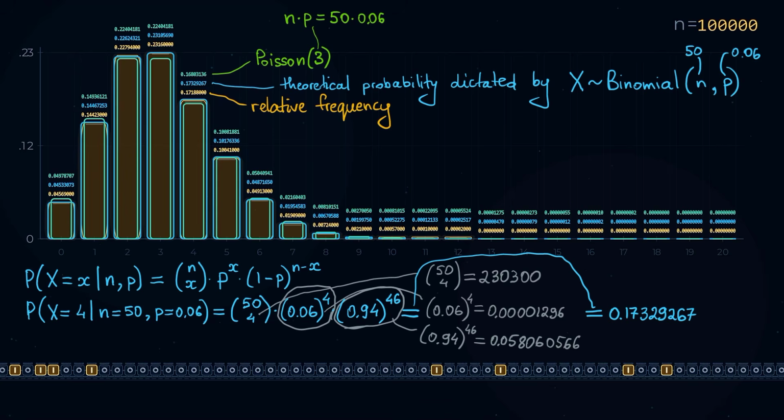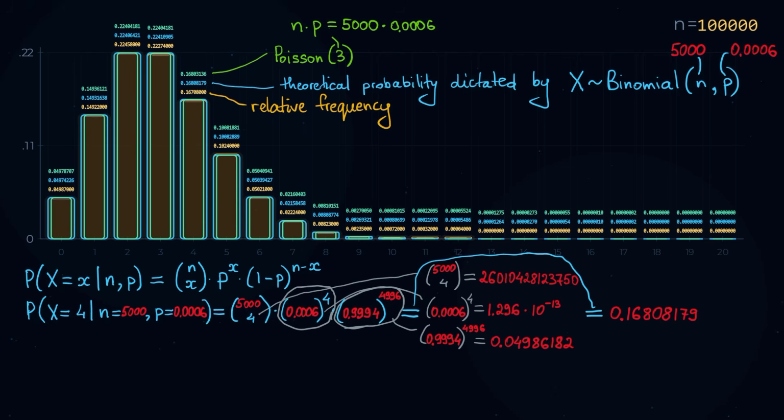And that is because this Poisson approximation works best when the 2 parameters of the binomial distribution are such that n is very large and p is very small. So let's nudge our model in that direction and see how the Poisson approximation fares in that case.